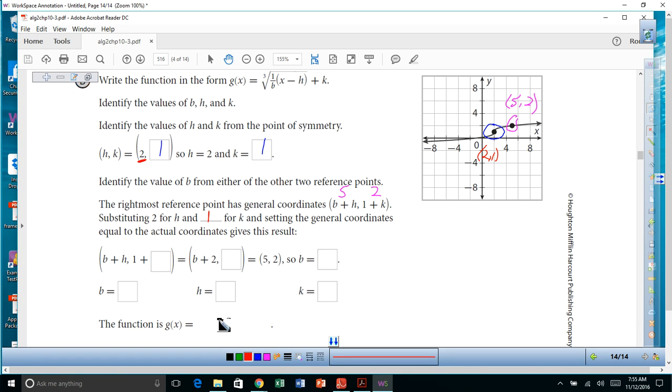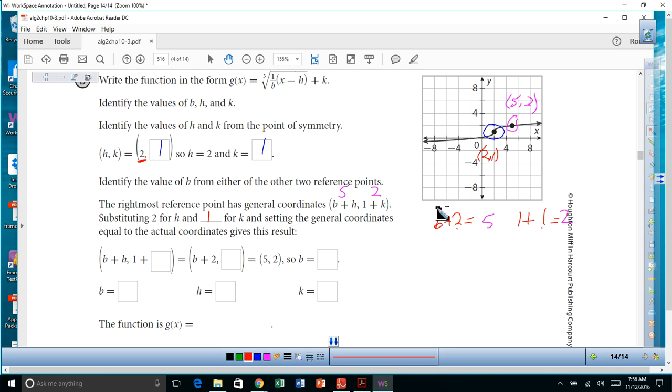Well, I kind of like to go off over here to the side. Let's see here. b plus h equals 5, and 1 plus k equals 2. Now, what do we know? We know that h is 2, so we're going to put a 2 in there. And we know that k is 1, so we're going to put a 1 there. All right, so 1 plus 1 is 2.